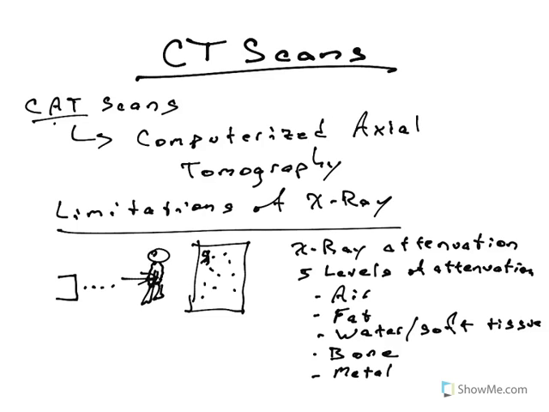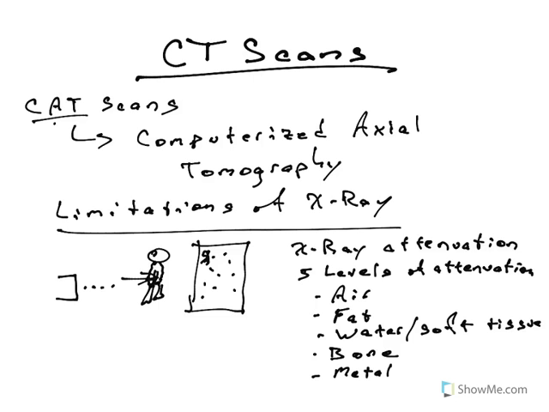So that's one big limitation here. It's not very good at distinguishing between the different densities in the body unless there's stark differences, like bone versus muscle. Another limitation, of course, is the fact that you're passing these X-rays through the body, and the body is 3-dimensional.